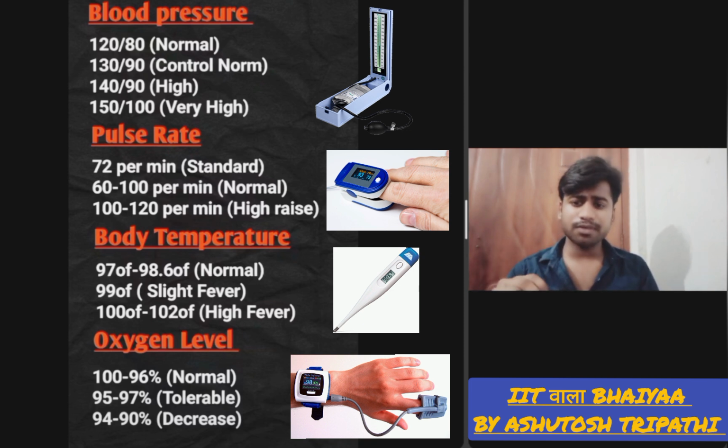Body temperature: 97 Fahrenheit to 98.6 Fahrenheit is a normal body temperature. 99 Fahrenheit is a slight fever. 100 to 102 is a high fever.